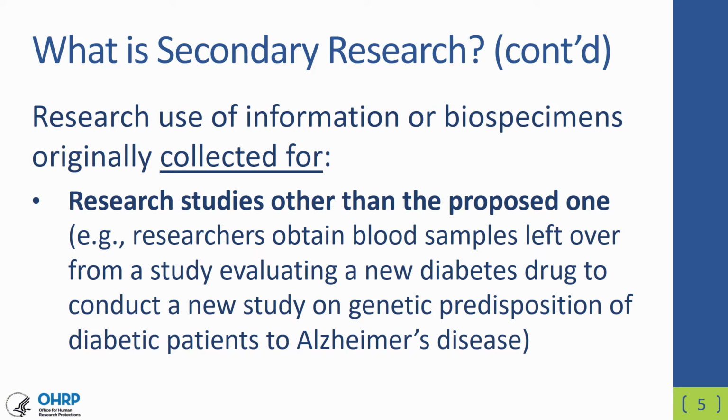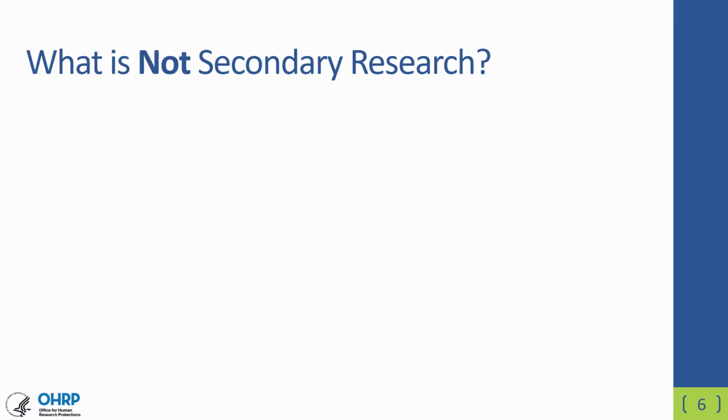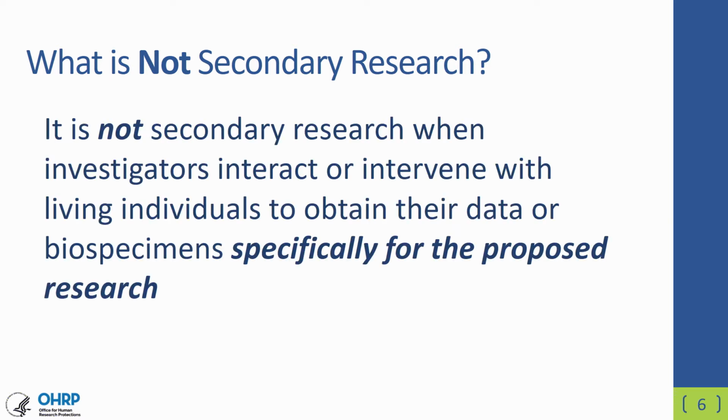In other words, the key here is this material can come from research, but it was not collected specifically for this current research. So what is not secondary research? We've just talked about what is secondary research. Here we're going to talk about what is not secondary research. It is not secondary research when investigators interact or intervene with living individuals to obtain their data or biospecimens specifically for the proposed research, for the current research. Under this kind of situation, we would refer to this type of study as primary research. In other words, the data and biospecimens are collected specifically for the purpose of the proposed current research.